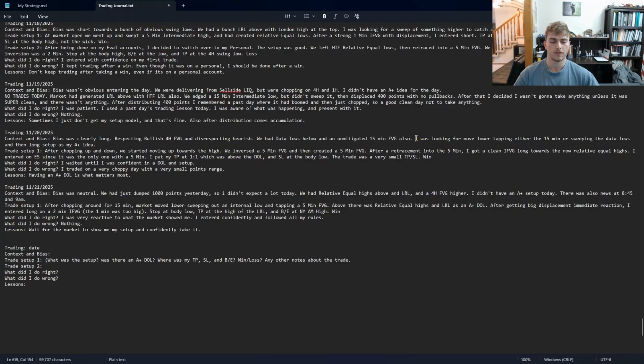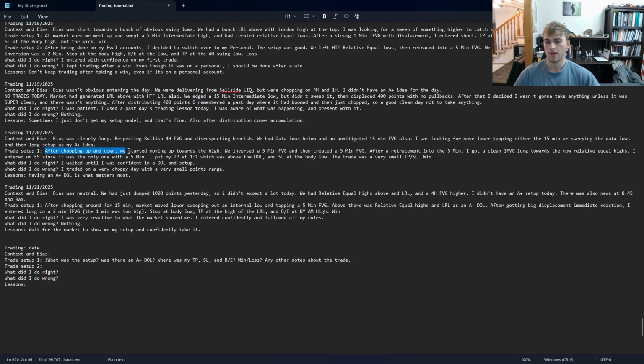And then this is my A plus trade idea. I was looking for a move lower, tapping it into either the 15-minute or sweeping the data lows and a long setup. It didn't end up playing out this day, but that was my ideal setup. So getting into the actual trade.